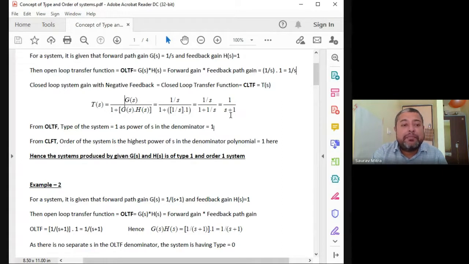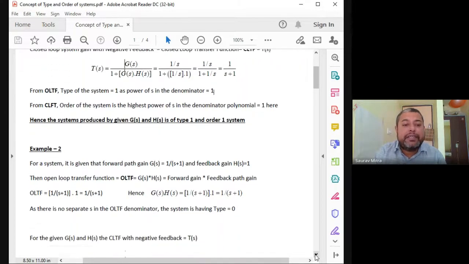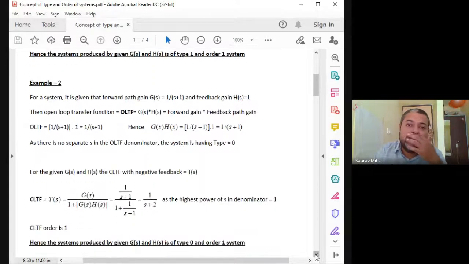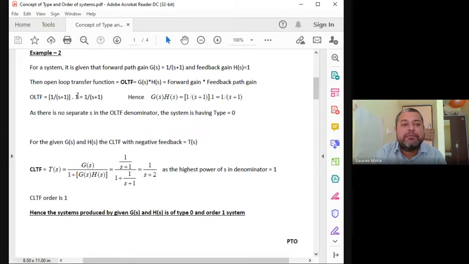What is meant by type? Type is nothing but how many poles are there at the origin in the open loop transfer function. So open loop transfer function is 1 by s. Here we find there is only one pole and that pole is lying at origin. Hence we are calling that type of the system is equal to 1. Let us say another different example. When you read all these examples, you will understand the concept of type.